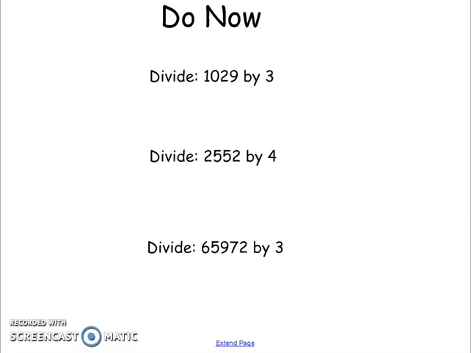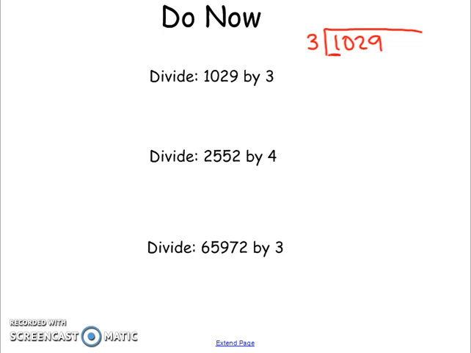So let's divide, and we're going to recap long division that you should have learned in elementary school. When we want to divide 1029 by 3, we're going to take 3 and put it on the outside, and then 1029 goes on the inside.